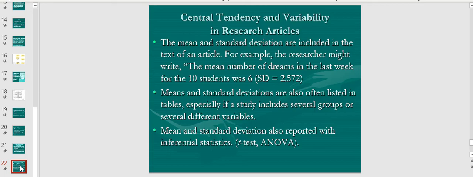The mean and the standard deviation are included in the text of an article. For example, the researcher might write: the mean number of dreams in the last week for the 10 students was 6, with a standard deviation of 2.572. The mean and the standard deviation are also often listed in a table, especially if a study includes several groups or several different variables. Mean and standard deviation are also reported with inferential statistics, t-test and ANOVA.